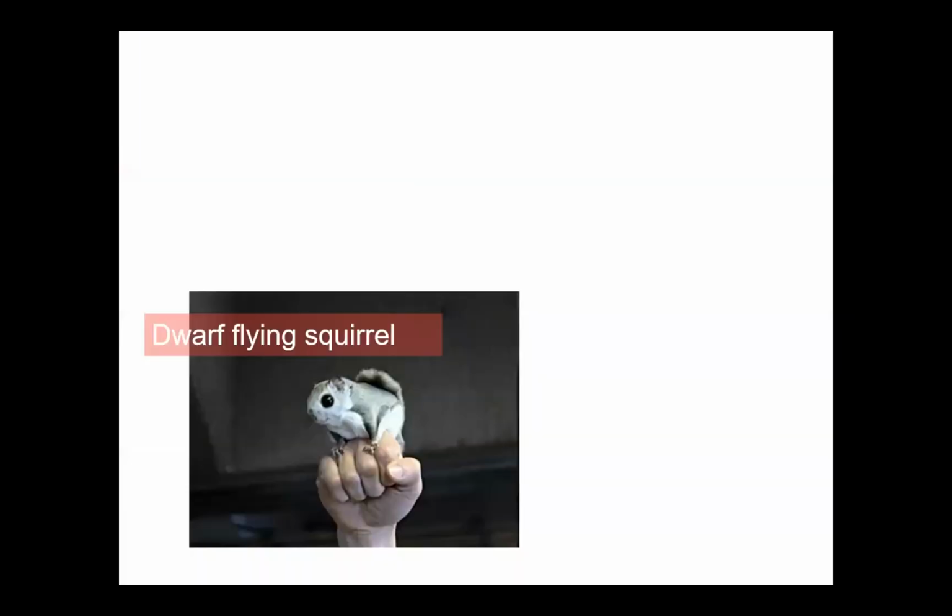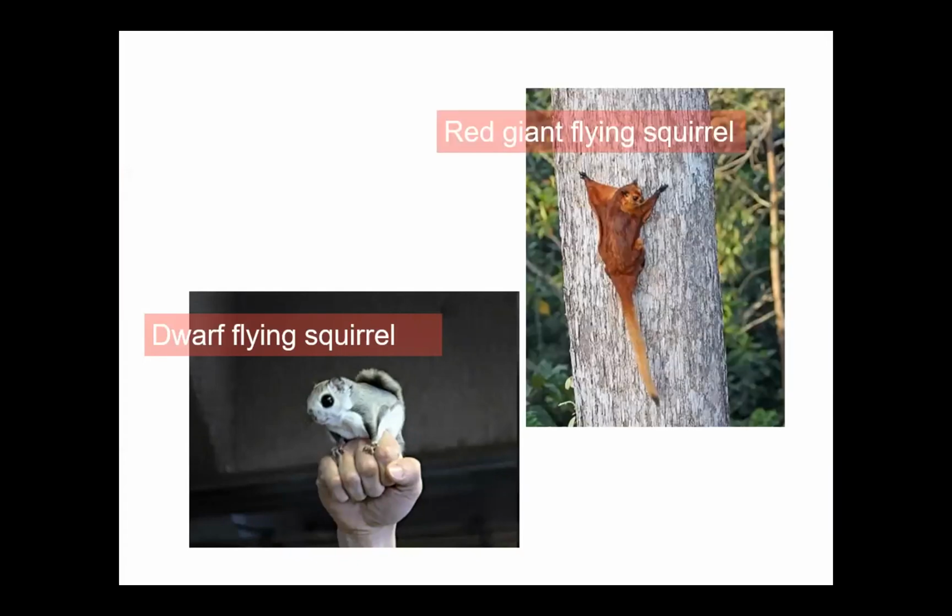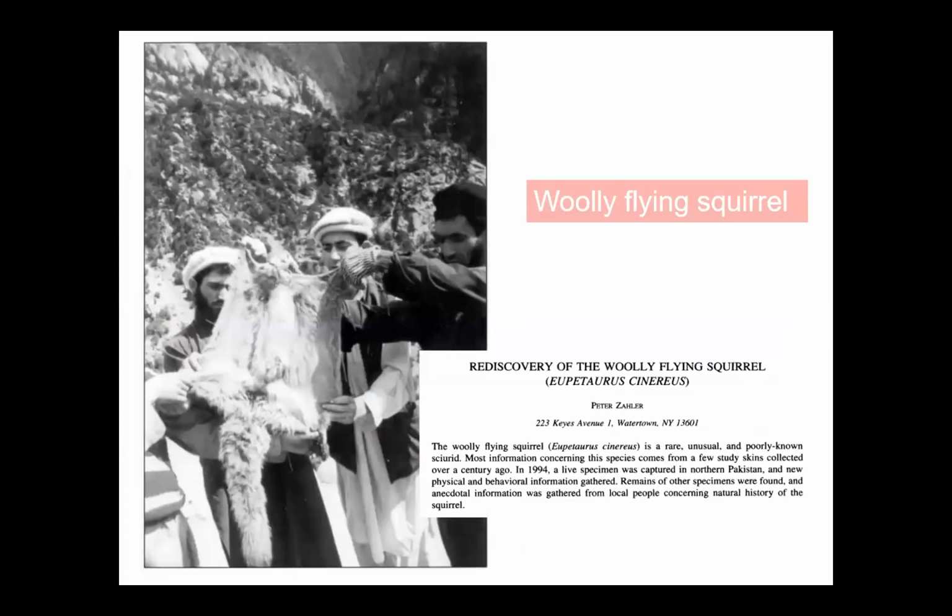This is a dwarf flying squirrel, which is from Japan and is the smallest flying squirrel species. There's the red giant flying squirrel. These are just some examples. And yes, you heard about the woolly flying squirrel. This is a squirrel, which is one of the larger flying squirrel species that was thought to be extinct.